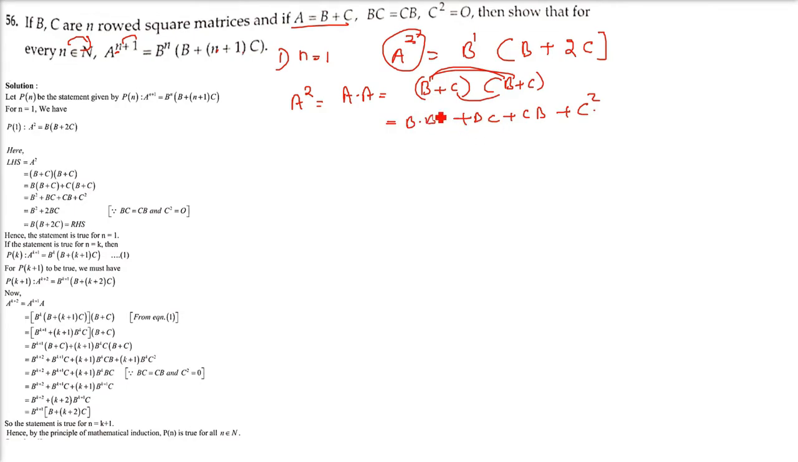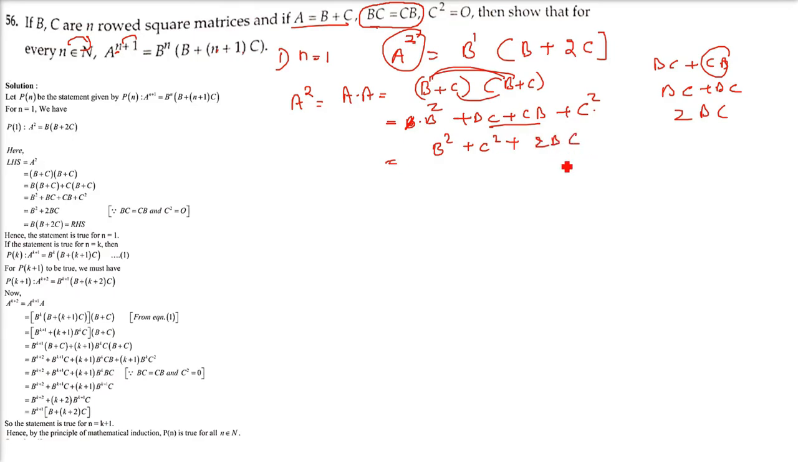Now, BC equals CB is already given in the question, and C square is also given as 0. So BC and CB are equal. BC plus CB, CB can be written as BC. BC plus BC is 2BC. So you have B square plus 2BC, and C square is already 0. So just take C square as 0 because it is given in the question.